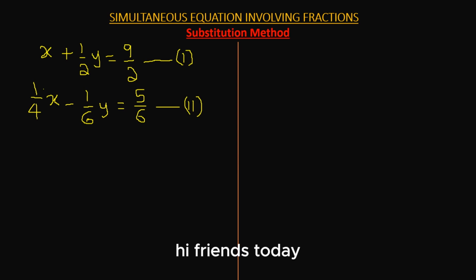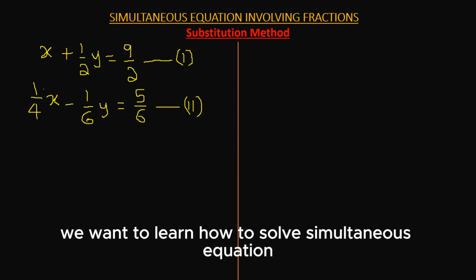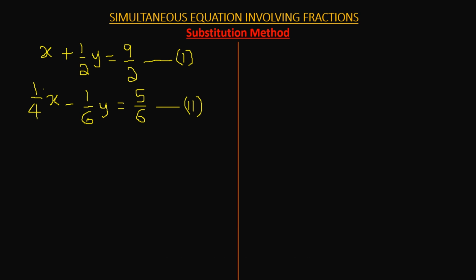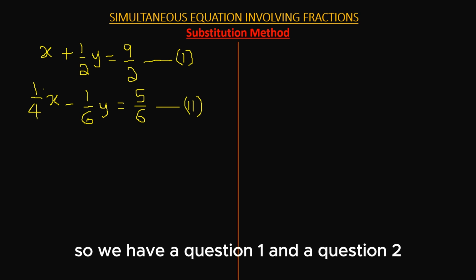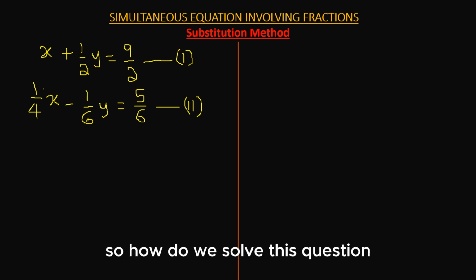Hi friends, today we want to learn how to solve simultaneous equations involving fractions. Like we have on the screen: x plus 1 over 2 y equals 9 over 2, and 1 over 4 x minus 1 over 6 y equals 5 over 6. So we have equation 1 and equation 2.